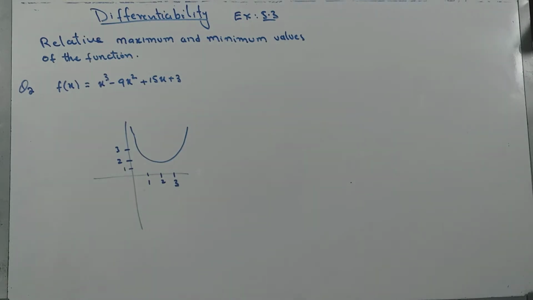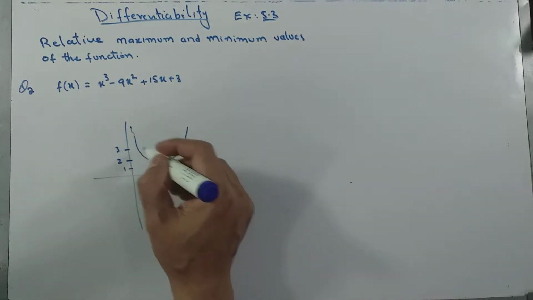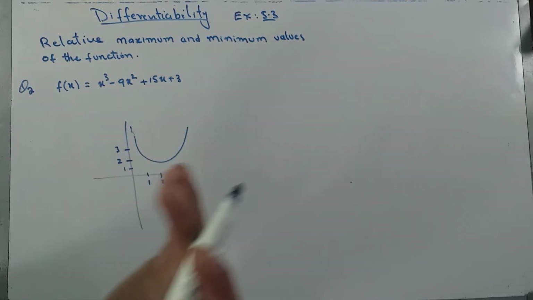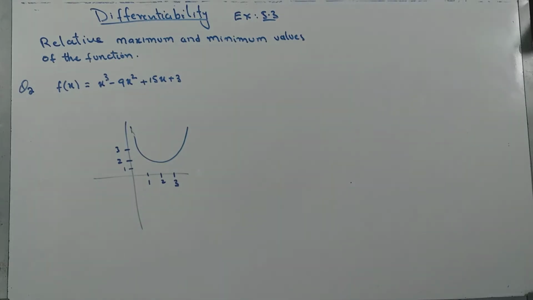What is this? It is a cup up shape curve. A cup up shape curve means like this one. This is like a cup, and it is cup up shape. Okay, so this is a cup up shape curve. It always has a minimum point. The cup up shape curve always has a minimum point.